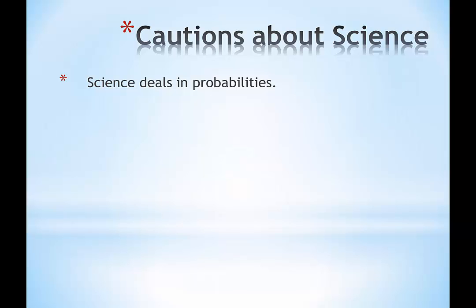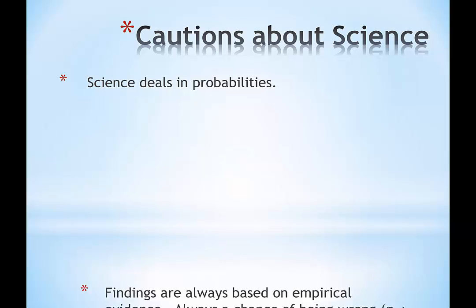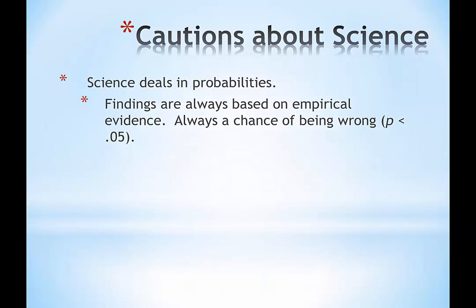So science deals in probabilities, and if you've had that statistical methods course, you know that we're going to draw conclusions, and so we're going to admit that there's a chance of being wrong. In political science, they do this when they say things like plus or minus 3% margin of error. Our margin of error is typically going to be about 5%. And so we're going to always admit when we draw a conclusion, especially an inferential conclusion, that there's a chance of being wrong, p less than 0.05.